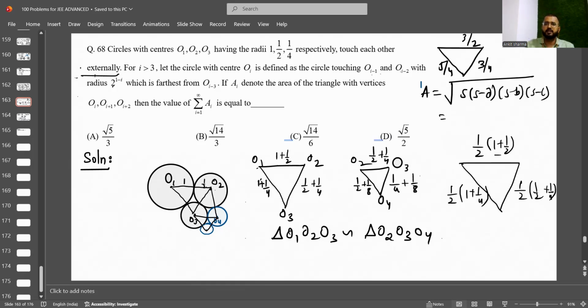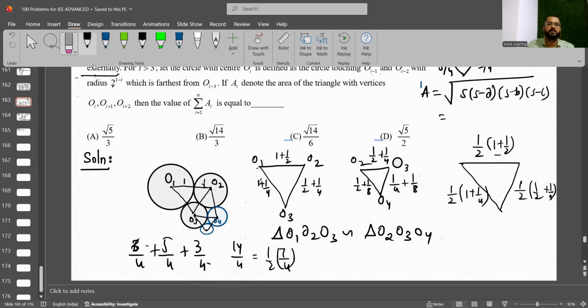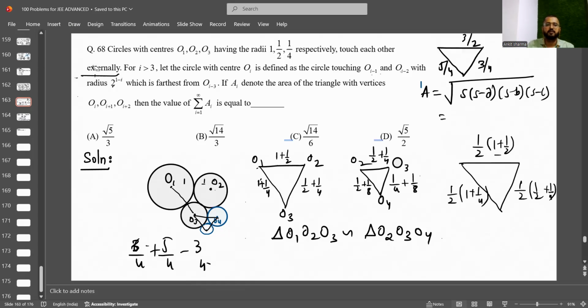So the semi-perimeter we can get directly. This is 5/4 given. So 6/4 + 5/4 + 3/4, that's 14/4. But then we have to take its half, so I'll have 7/4 actually. So half of the perimeter, the semi-perimeter, is going to be 7/4. So 7/4 is my semi-perimeter. Let's plug in everything there.